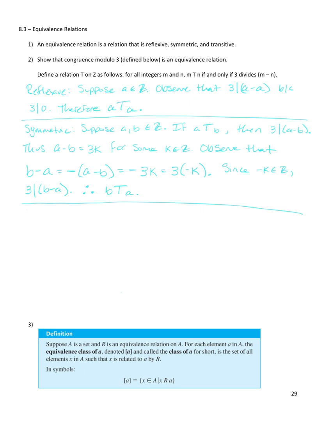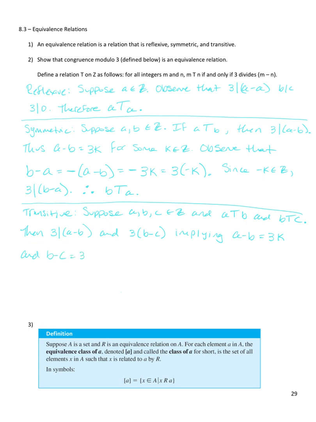Okay, transitive. Last thing to prove is transitive. All right, so now for transitive, if a is related to b and b is related to c, then I have to prove a is related to c. So I'm going to suppose a, b, and c are integers, and a is related to b, and b is related to c. What it means for a to be related to b is that 3 divides a minus b, and because b is related to c, 3 divides b minus c. And those statements tell me that a minus b is a multiple of 3, and b minus c is a multiple of 3 as well.